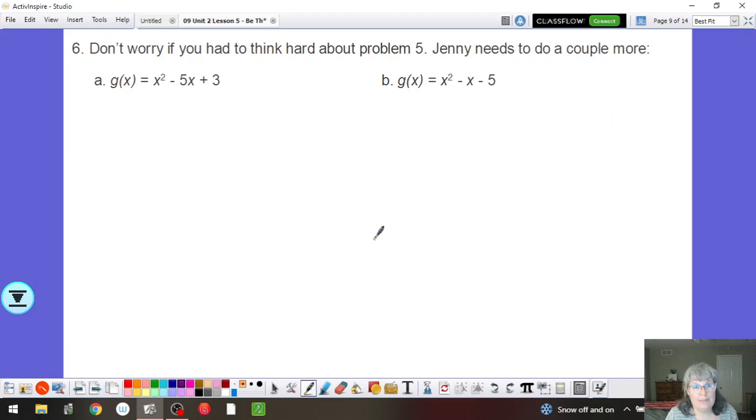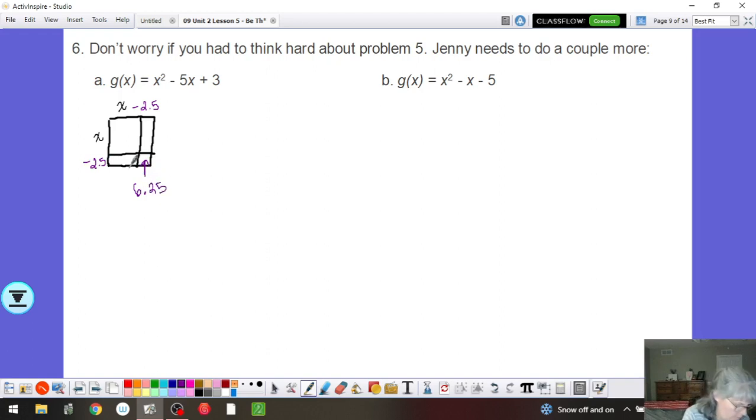Here we've got more practice, so don't worry if you had to think hard about problem 5. We're going to be doing some more. So again, we have a single x squared, so let's just make one block. And we know we have x by x. But again, we need half of negative 5. So that's going to be negative 2.5, negative 2.5. So our units are going to be 6.25, I believe.